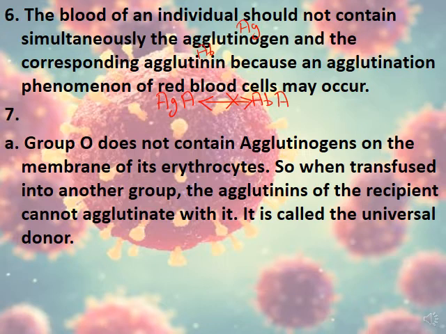Part 7, blood group O, as we saw before, doesn't contain any agglutinogen. There are no antigens on the membrane of its erythrocytes, which are red blood cells. So when blood is transfused into another group, the agglutinins, the antibodies, will not find any enemy. There are no antigens, and antibodies should fight against the antigen. So the agglutinins couldn't find anything to agglutinate with, to fight with. That's why it's called universal donor. So it can donate blood to all different blood groups.